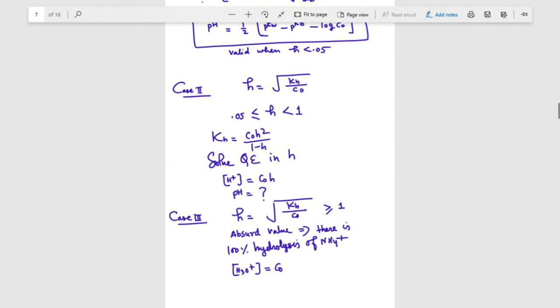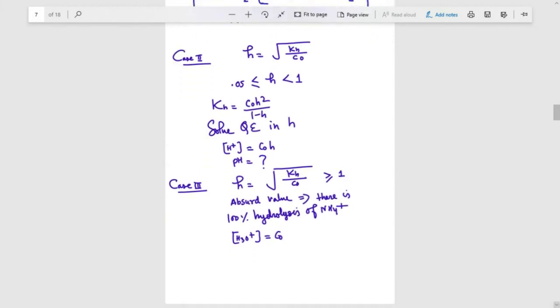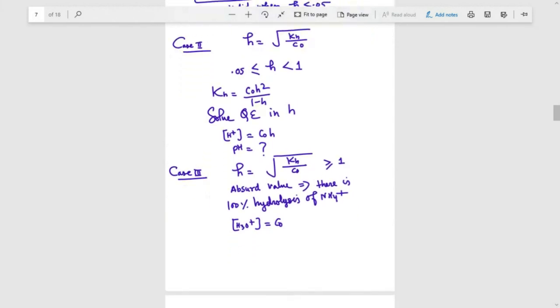This is not a weak acid. This is a strong acid. So in case of a strong acid, you know how to solve the problem, when to consider water and when not to consider water. So those things you already know.